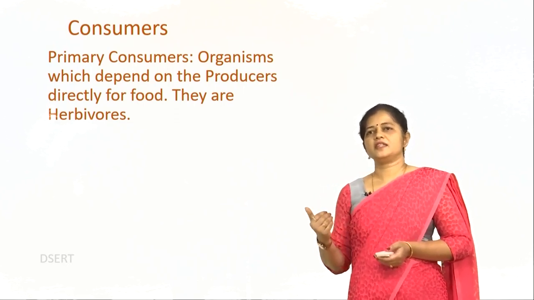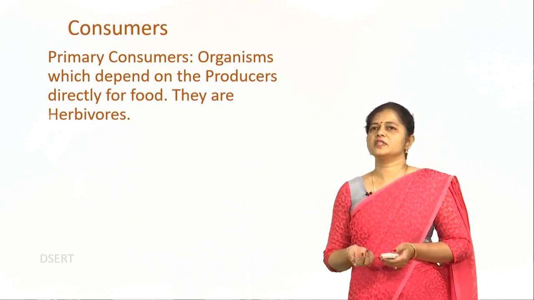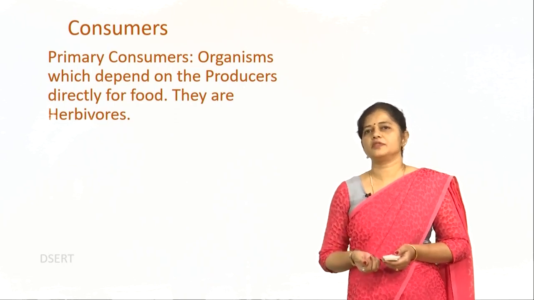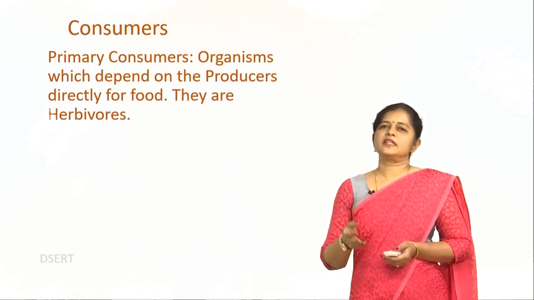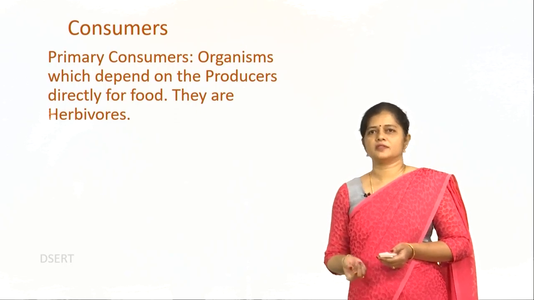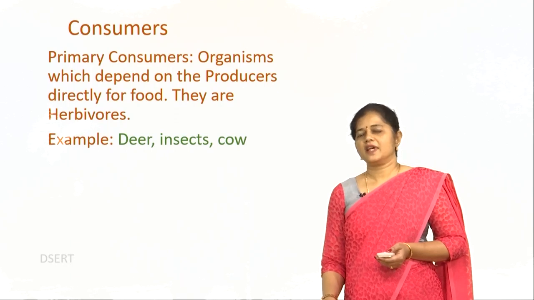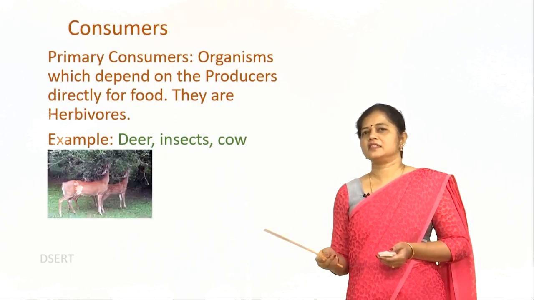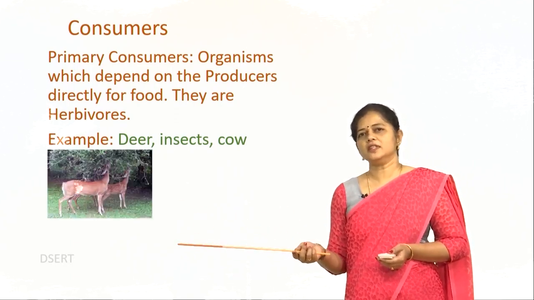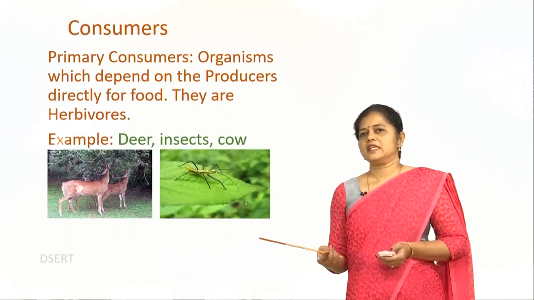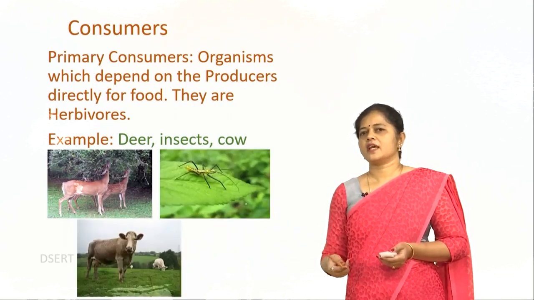So now let us study each one of them. The primary consumers are organisms which depend on the producers directly for food. Generally, they are called herbivores. For example, deer, insects, cow, etc. Now you can see here, these are the deer which feed directly on the plants. Likewise, the insect and the cow.